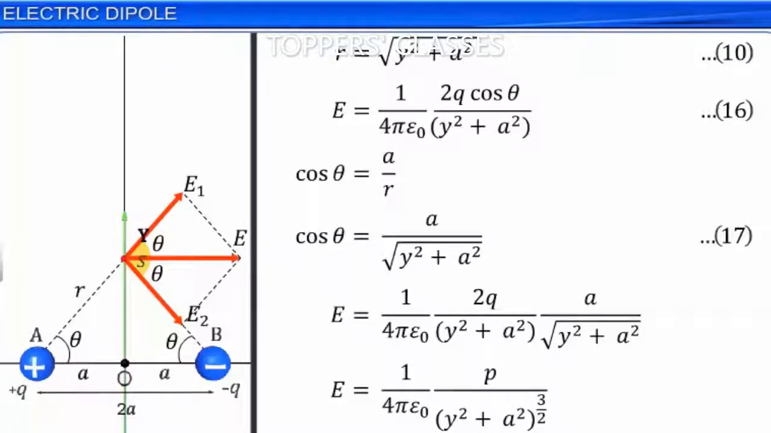The direction of the electric field strength at the point S is opposite to that of the electric dipole moment and parallel to the axis of the dipole, as discussed earlier.